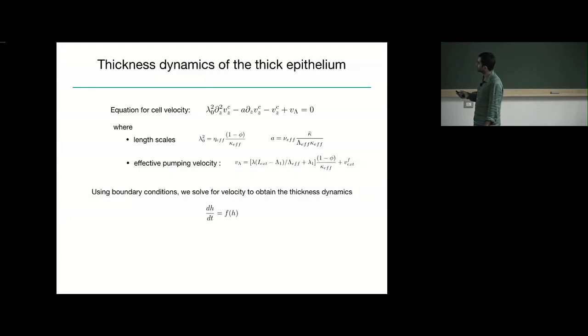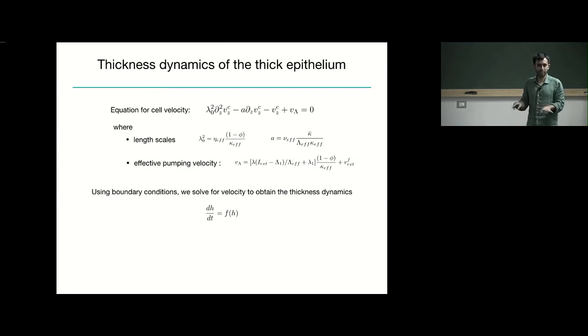Now if you use the boundary conditions to solve this equation, you boil down to a dynamical equation for the tissue thickness. So dH/dt is a function of h. H is the velocity. So the tissue is incompressible. Yes. The velocity has no dependence on the x and y direction. Right. You still have derivatives in the z direction. In z you can vary.